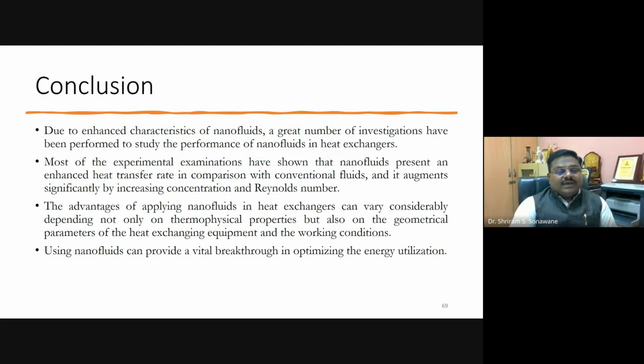So due to enhanced characteristics of nanofluid, a great number of investigations have been performed to study the performance of nanofluid in heat exchangers. Most of the experimental examinations have shown that nanofluid presents an enhanced heat transfer rate in comparison with conventional fluids, and it augments significantly by increasing concentration and Reynolds number. The advantage of applying nanofluids in heat exchangers can vary considerably depending not only on thermophysical properties but also on the geometrical parameters of the heat exchanging equipment and the working conditions. Using nanofluids can provide a vital breakthrough in optimizing energy utilization. Next slide.